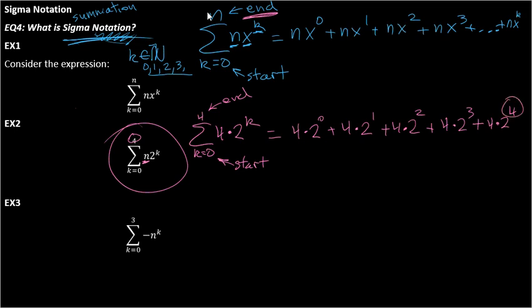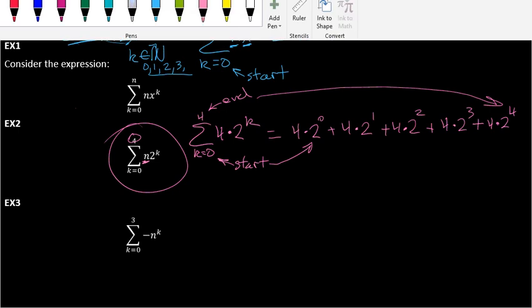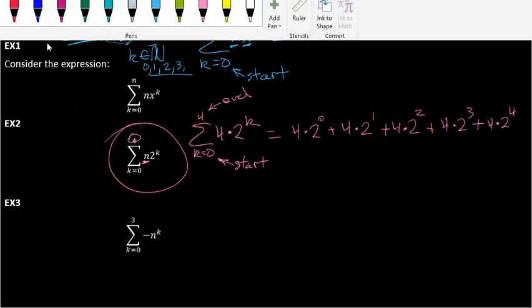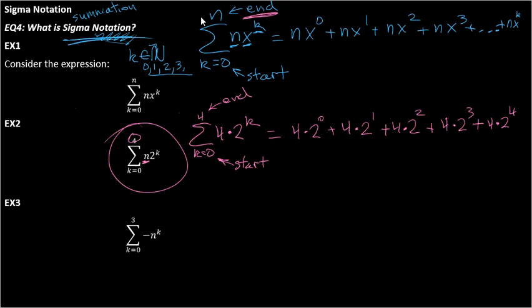Okay, so I've reached my ending point, right? It's 4. So that means I'm going to stop. This was my start right here, 2 to the 0, and there is my end, 2 to the 4th. And what I would do to get my final answer, if you haven't guessed, is just simplify and add this all together. So 4 times 2 to the 0, well, that's just 4 times 1, because anything to the 0 is 1, so that's just 4.